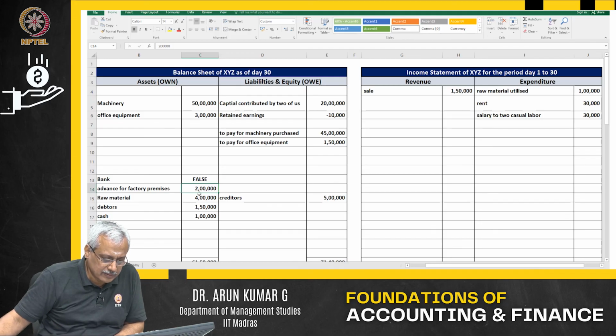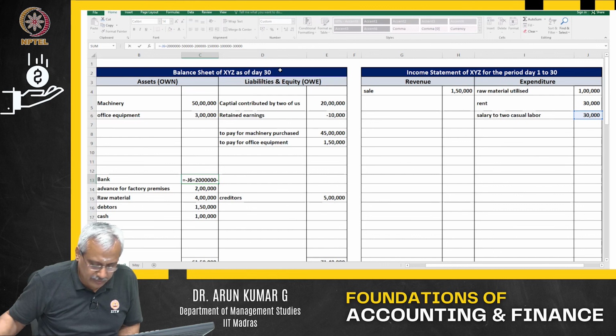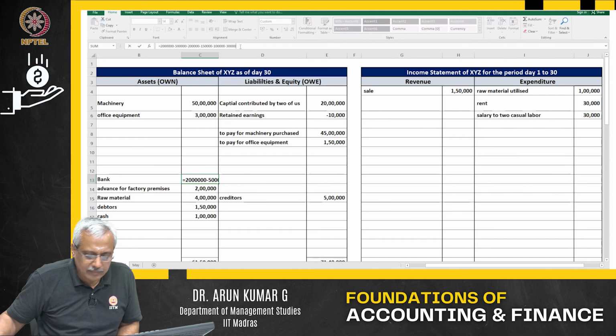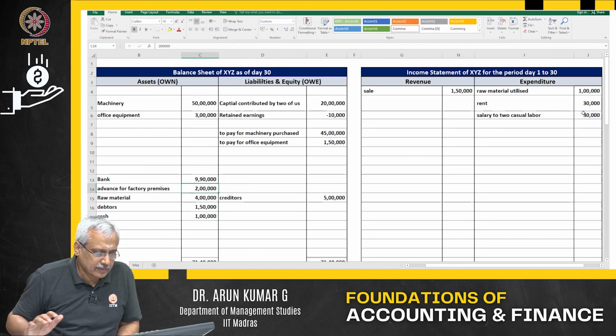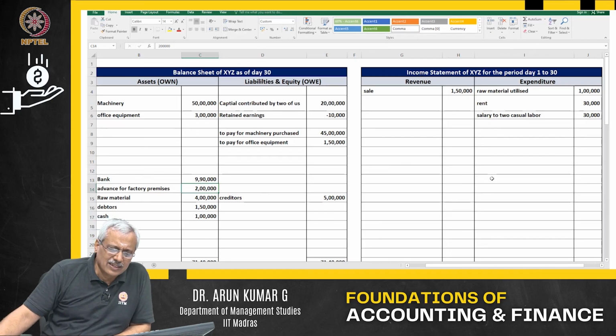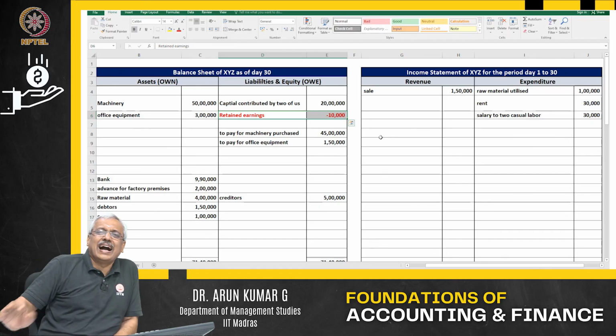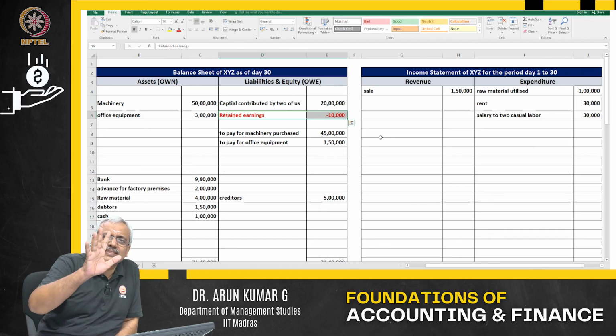Sorry, there is a mistake in this particular case. What happened? Oh, I did something here. Okay. Minus this. So my bank balance has become 990,000. Now most importantly, what happened? My retained earning became negative 10,000. That is, I have started making a loss of 10,000.